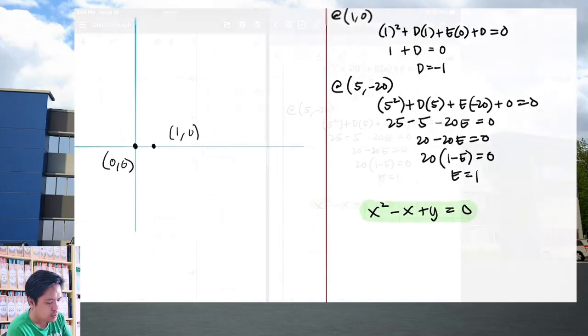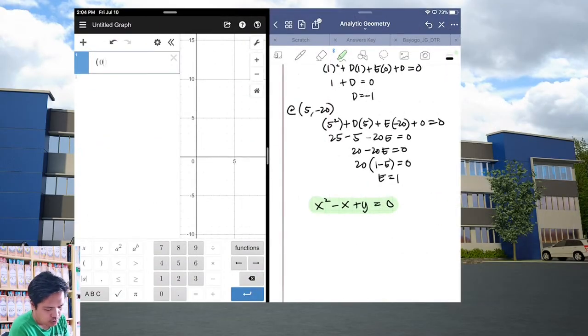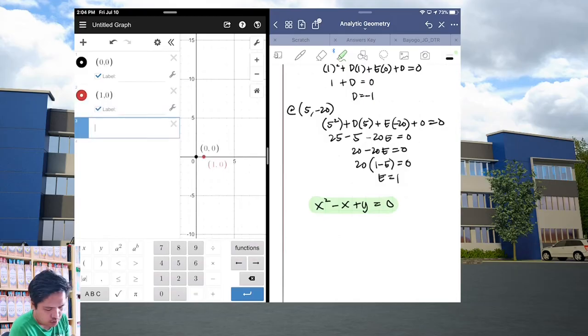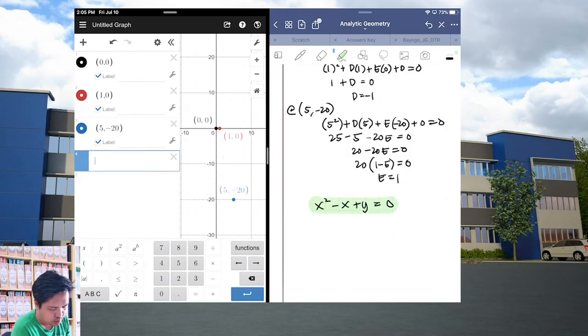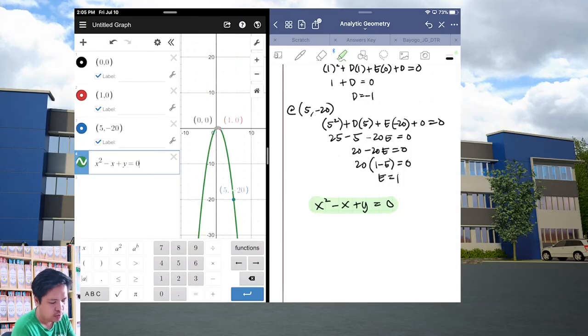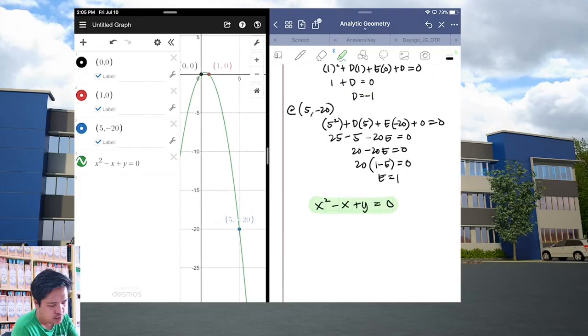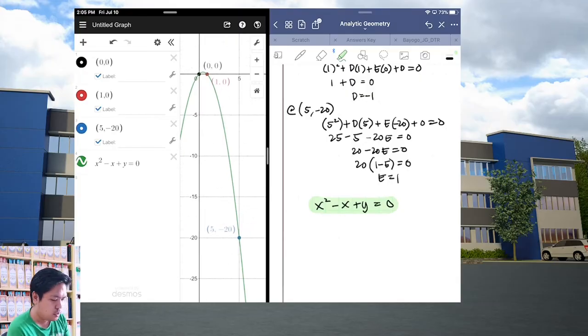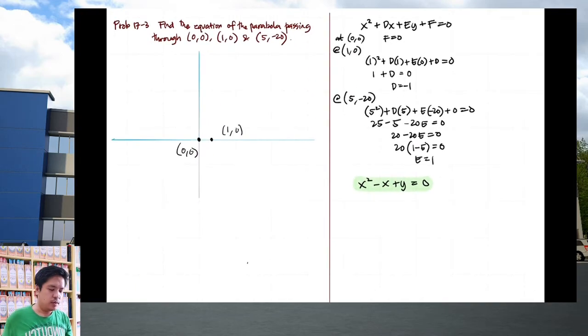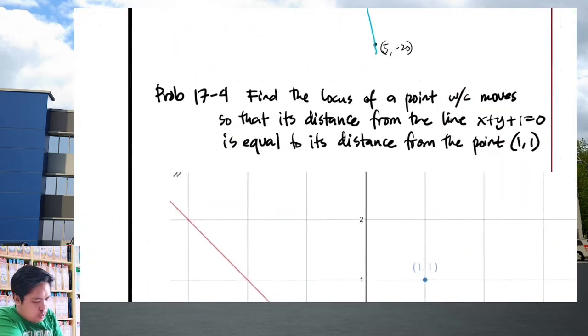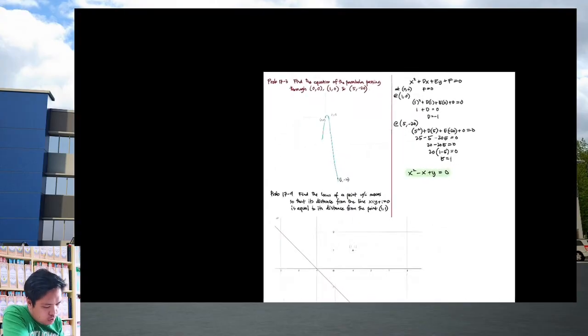Let us check. The given points are the origin, (1, 0), and (5, -20). So our answer was x squared minus x plus y equals 0. It passed through the 3 points exactly, so we could say that our answer is correct. And that's it. Very easy. Let's proceed to the next problem, the fourth problem.